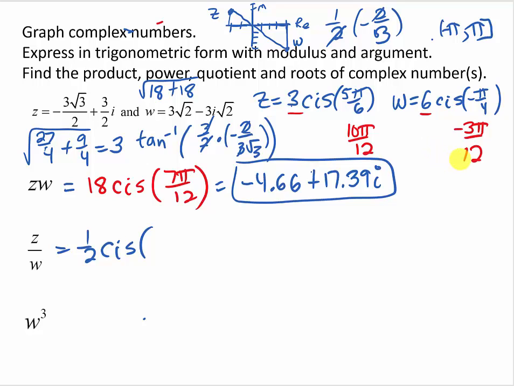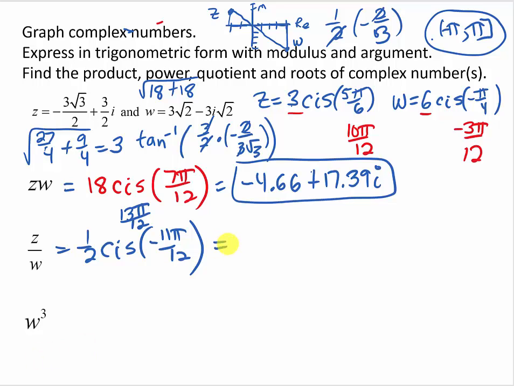Now I could write this as 13 pi twelfths, but if we're trying to follow this interval, 13 pi twelfths is the same as negative 11 pi twelfths, but I'm now on my interval. So there it is, expressed to have that interval from negative pi to pi for the argument.